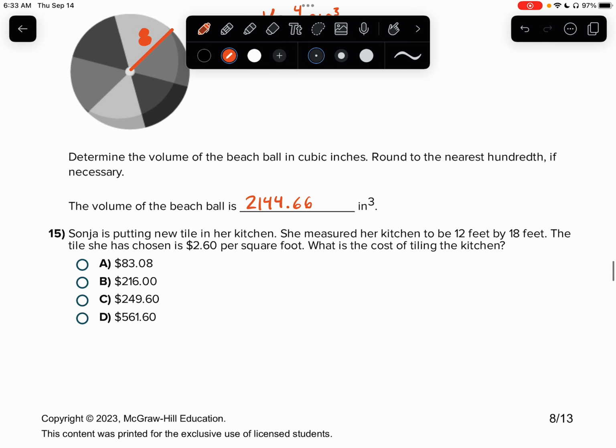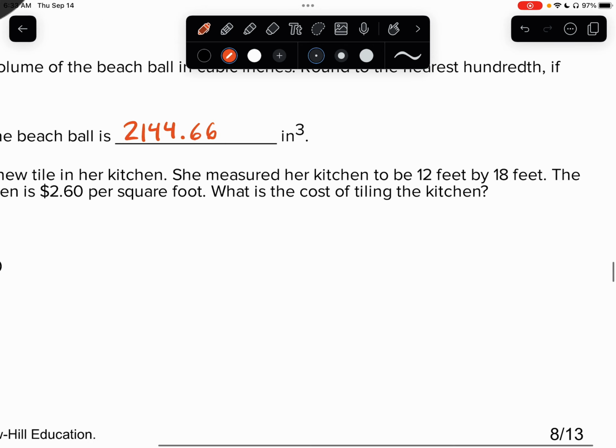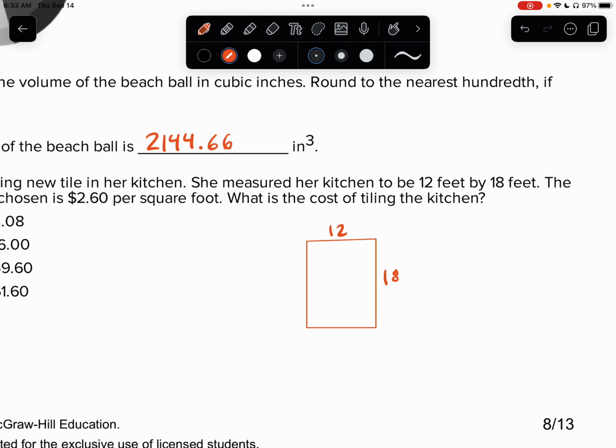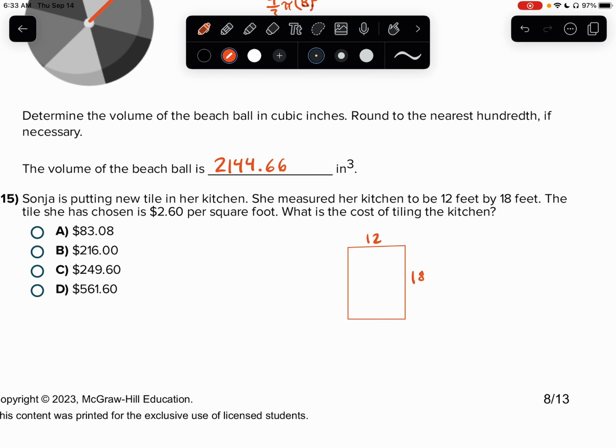Moving on. Sonia is putting new tile in her kitchen. She measured her kitchen to be 12 feet by 18 feet. So, she has this room. I assume her kitchen is rectangular. It is 12 feet by 18 feet. The tile she's chosen is $2.60 per square foot. What is the cost of tiling the kitchen?